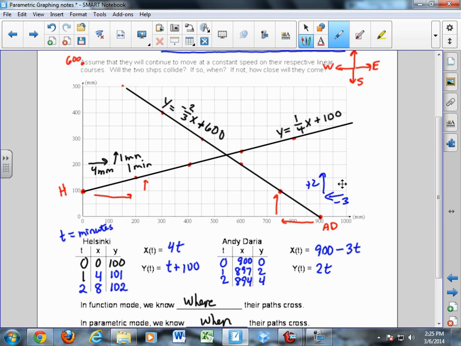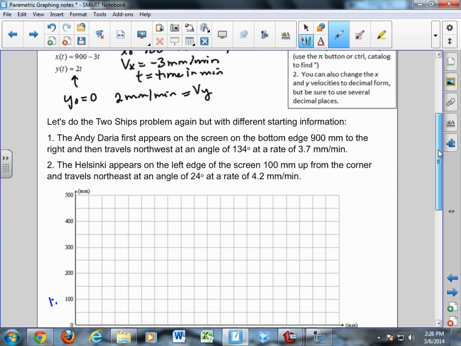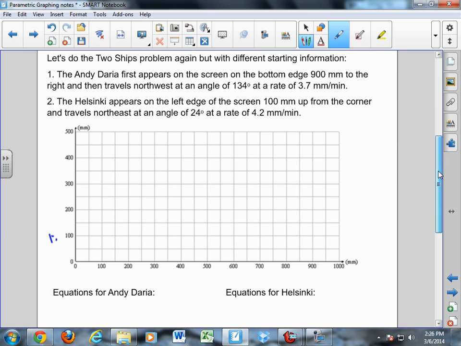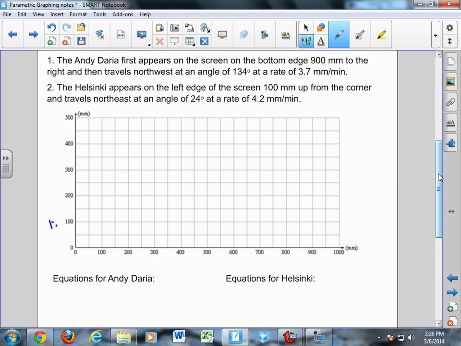But what if we were given our initial information a little differently? So we're going to do the two ships problem again, but with different starting information. I actually tried to make it similar, but it's not exactly alike. They both do have the same initial starting positions. The Andy Adaria is still at 0, 900, and Helsinki still at 0, 100. But now the way they're traveling is described differently.